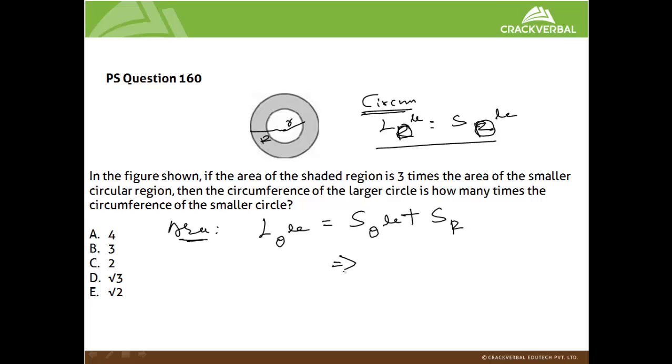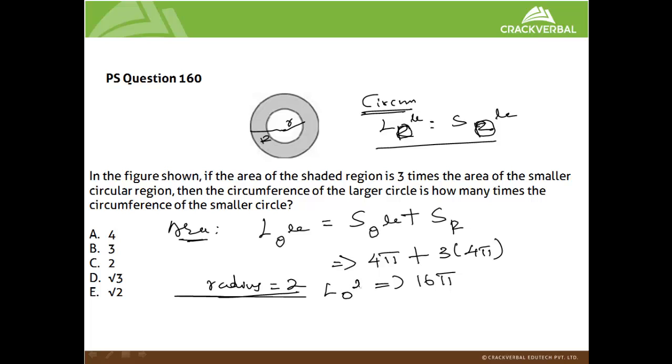They are saying the area of the shaded region is 3 times the area of the smaller circular region. For example, let's assume the radius of the smaller circle, small r, is 2. Then the area of the smaller circle is pi r square, which is 4 pi. The area of the shaded region is 3 times that, 12 pi. All put together, it gives you 16 pi, so the area of the larger circle is 16 pi.